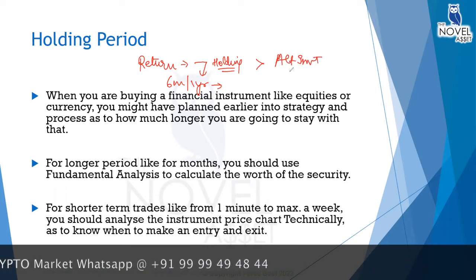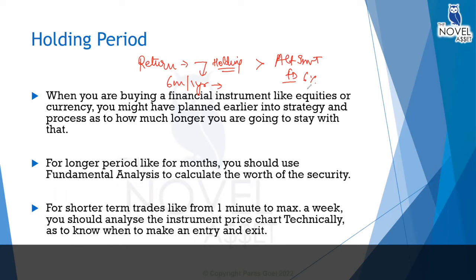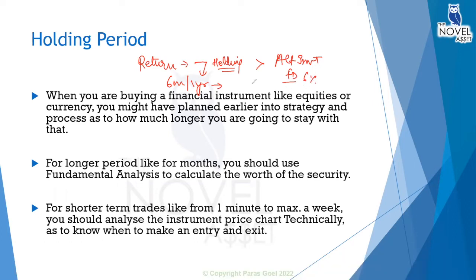Let's say you are looking at FDs. An FD gives us a 6% return, which is very less in today's market, but let's say 6%. Or you're giving a loan to your friend, which is giving you 12% per annum as interest. Or let's say you are investing in Nifty or another security, which is giving you 12 to 15% per annum.